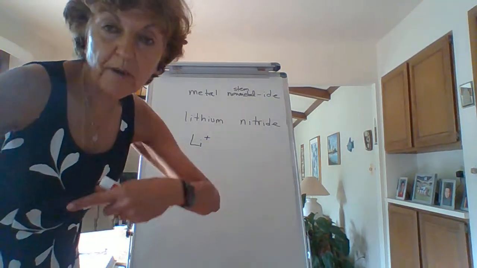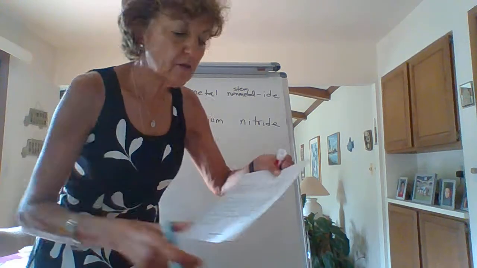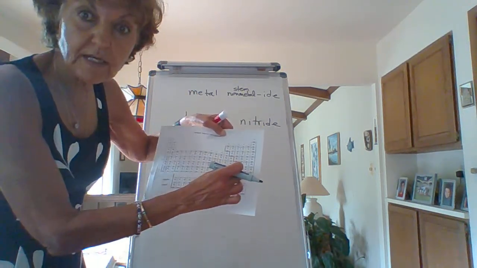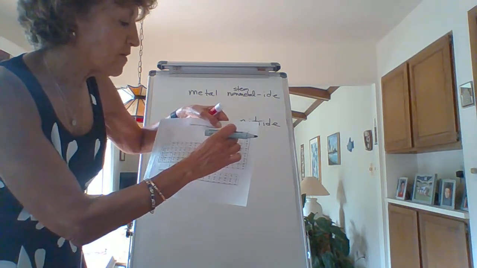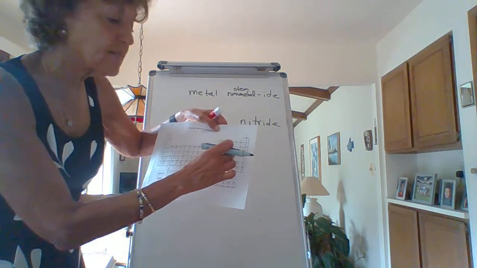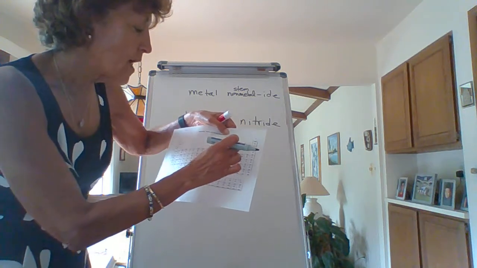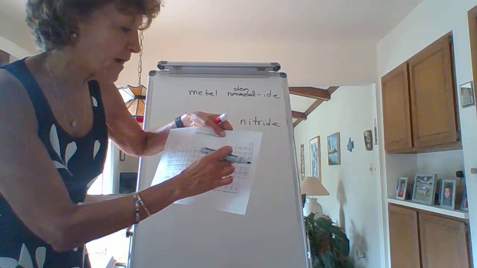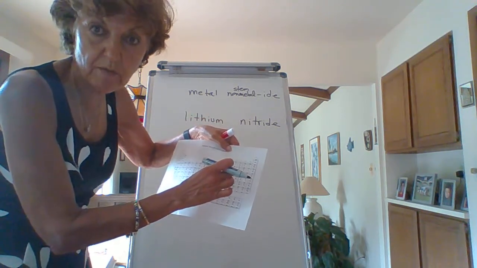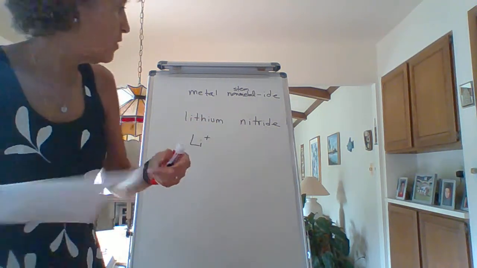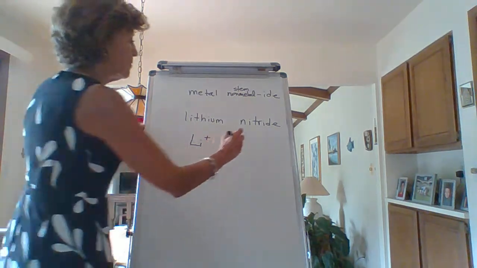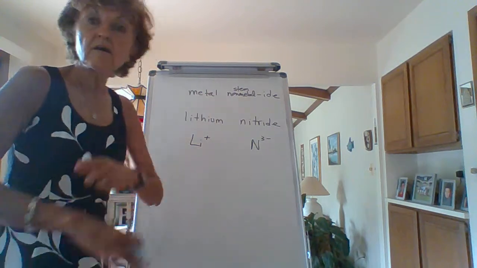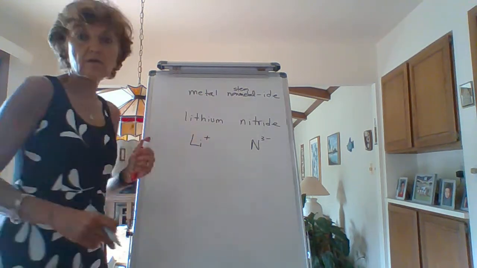What's nitride? Go back to the video talking about the nonmetals. Remember what we said. The halogens were all -1. The group 6A, oxide, sulfide, selenide were all -2. And then group 5A, nitride, phosphide, and arsenide were all -3. Remember that? Go back to that video. All right, so nitride is -3. I'm not going to put any dots. I'm just going to write it down this way.